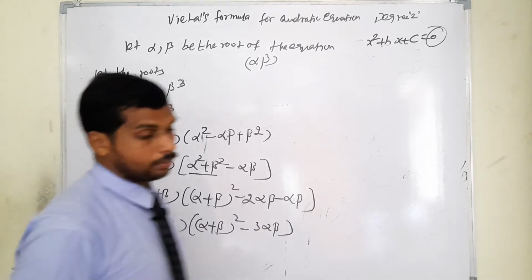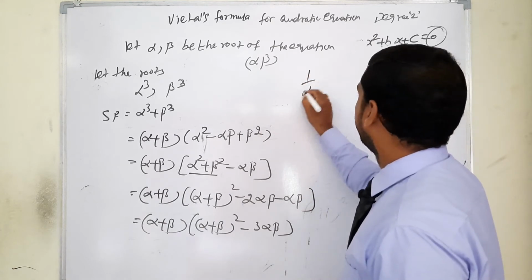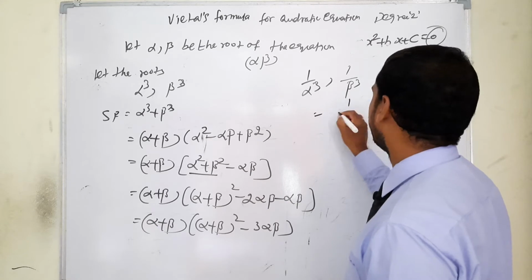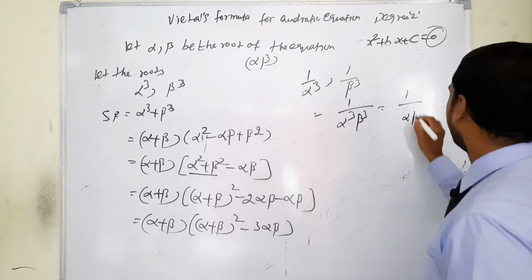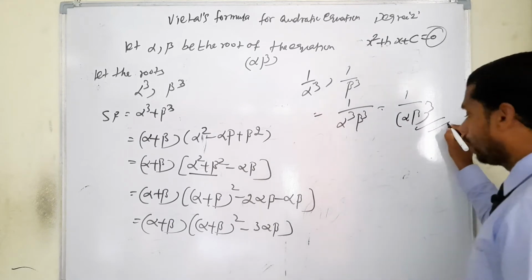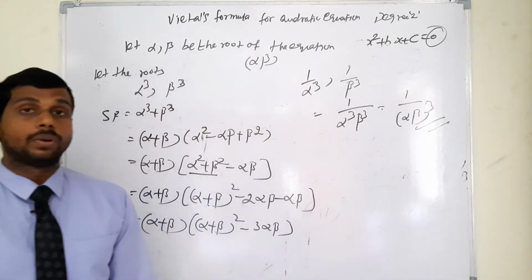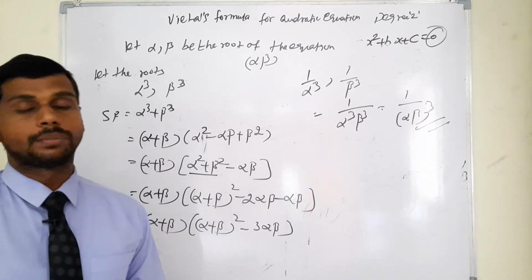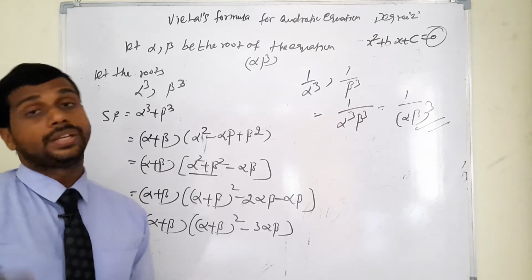The last one: 1 by alpha cube, then 1 by beta cube, the product of the roots. What will happen? 1 by alpha cube into 1 by beta cube is equal to 1 by alpha beta the whole cube. Okay, this is concept number 1, Vieta's formula for degree 2. Please listen, my dear students, this is an important concept. If you know the concept, you can attend whatever concept-oriented question. I will continue with the next concept.